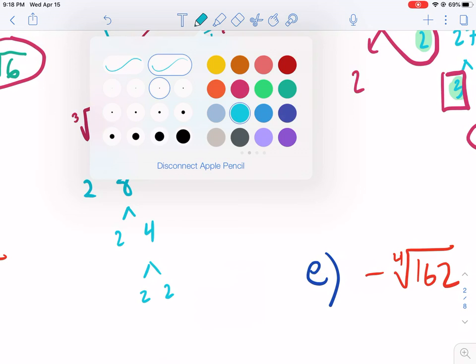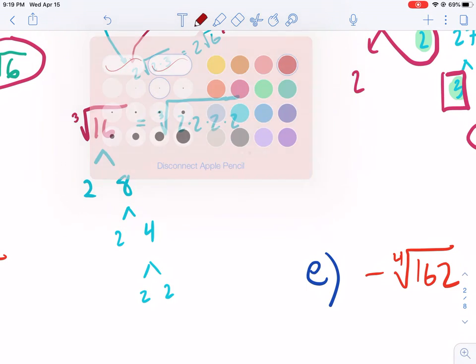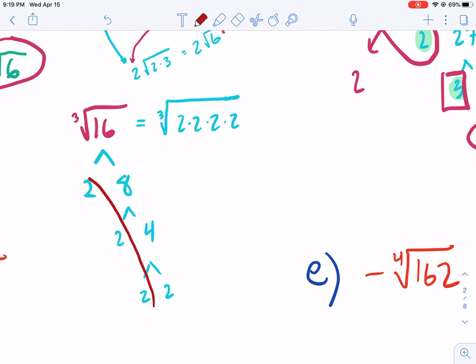Okay, so before you just needed a date. Now you need 2 dates. So here we have 3 2s. So they're going to be able to leave, and 1 comes out. 3 2s, 1 comes out of the radical.